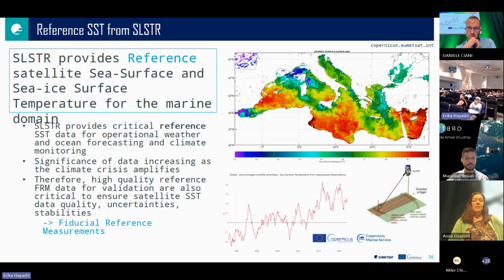SLSTR provides reference sea surface temperature, and we're working towards reference sea ice surface temperature products, as Gary explained earlier today. These are critical reference sea surface temperature data for operational weather forecasting and ocean forecasting and climate monitoring. The significance of these data is increasing as the climate situation amplifies. Therefore, we need high quality fiducial reference measurements for validation. These are critical to ensure satellite SST data quality, uncertainties, and stabilities.